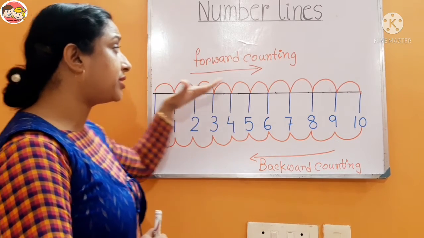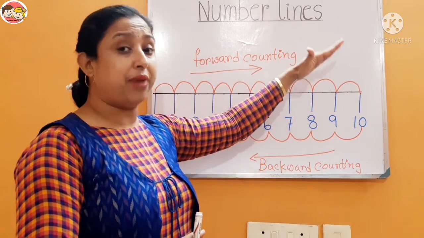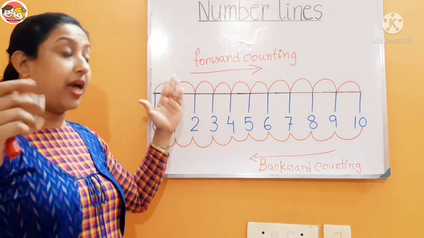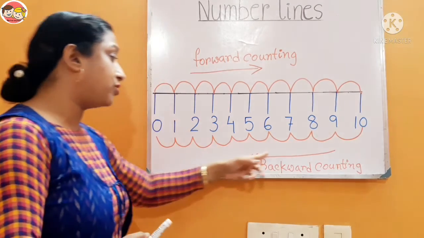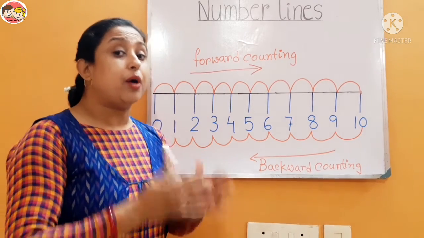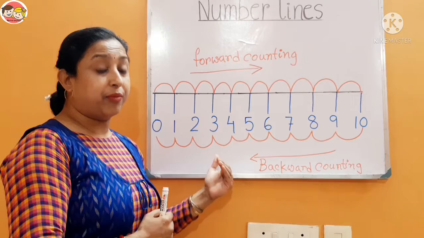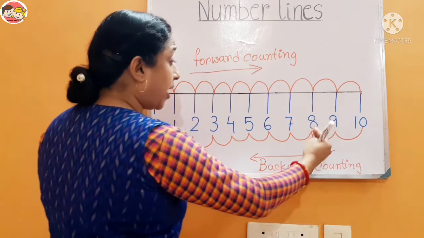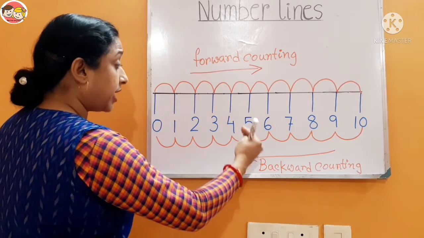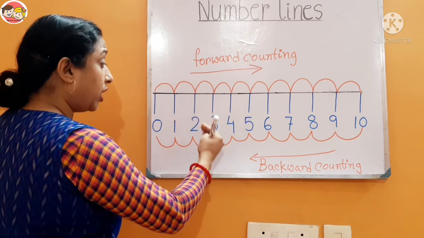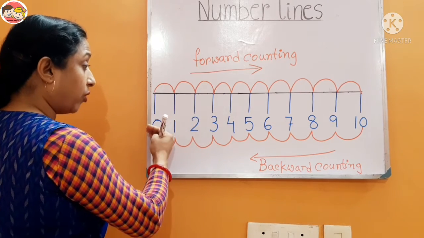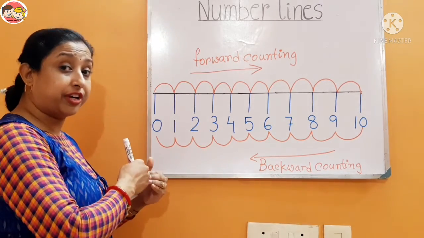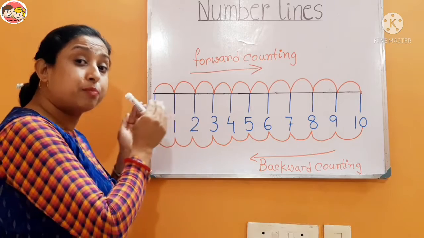So number increases in forward counting means in forward counting number becomes bigger, and in backward counting number is decreasing one by one every time, means number becomes smaller, like 10, 9, 8, 7, 6, 5, 4, 3, 2, 1, 0. So here the number is decreasing one by one every time, means number becomes smaller.